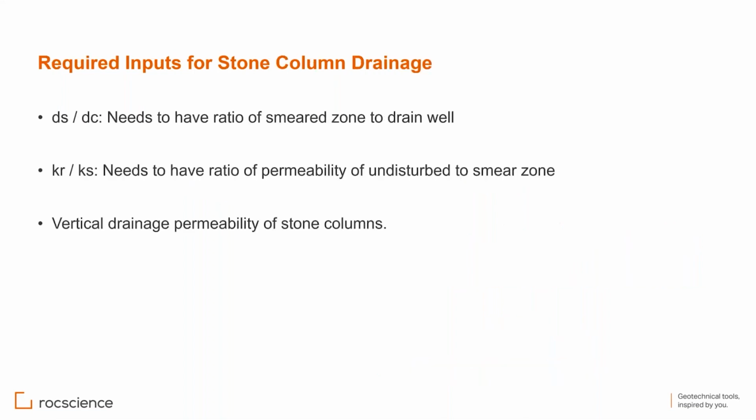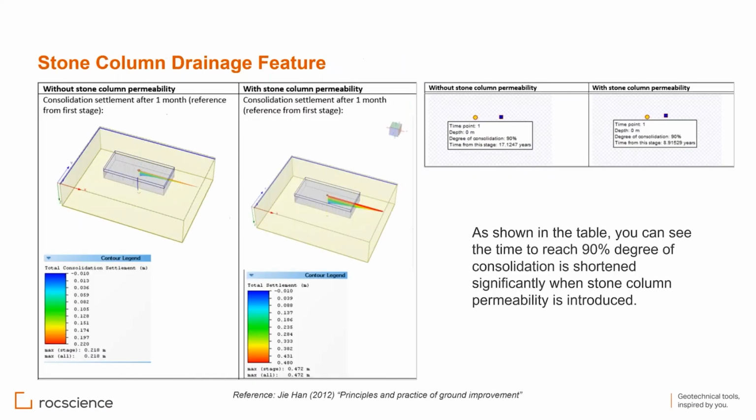Now moving on to required inputs for stone column drainage, you have Ds over Dc, which needs to have the ratio of the smear zone to the drainage well, Kr over Ks, which needs to have the ratio of permeability of undisturbed to the smear zone, and the vertical drainage permeability of the stone columns. Again, it is a bit challenging to determine these parameters.